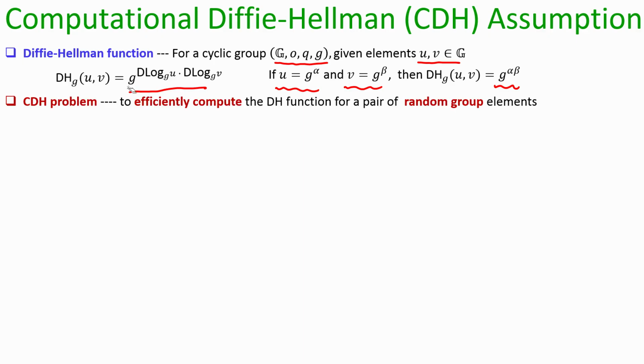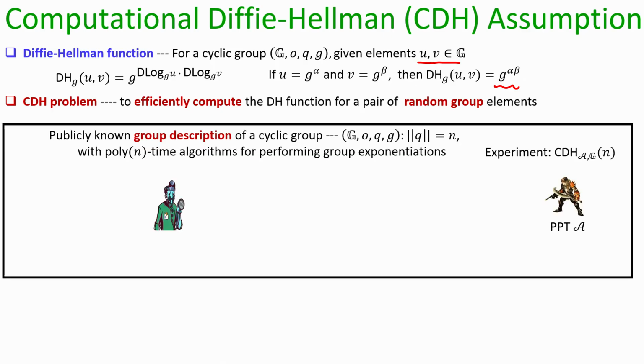Now, what exactly is the computational Diffie-Hellman problem or CDH problem? Well, the problem here is that you are given the description of a cyclic group and the generator, and you are given a pair of randomly chosen elements from the group, and the challenge is to compute the Diffie-Hellman function with respect to those pair of inputs. And the CDH assumption basically states that there exists a group where the CDH problem is indeed difficult to solve in polynomial amount of time.